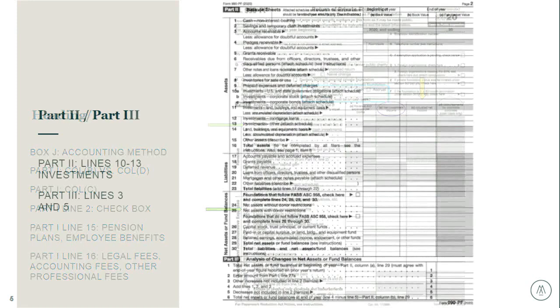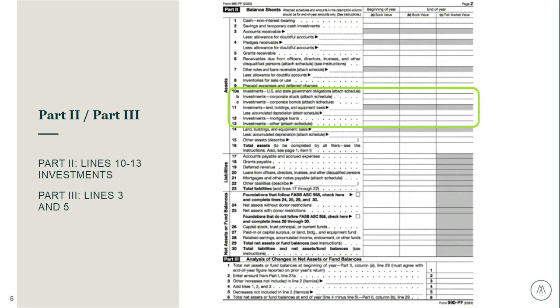Okay, part two, page two, the balance sheet. This is a fairly simple part. However, we wanted to highlight a few lines here. Line 10, A through C is where investments are listed.